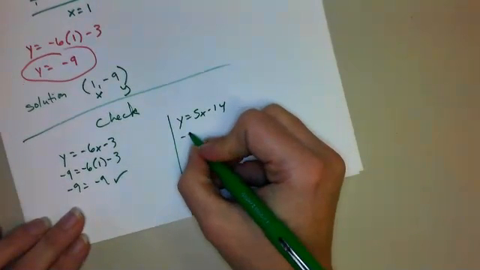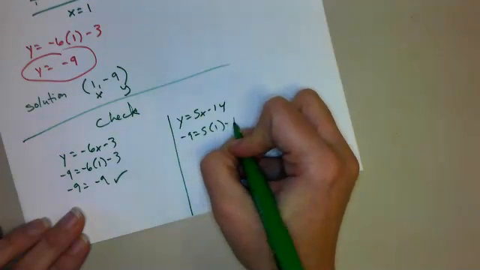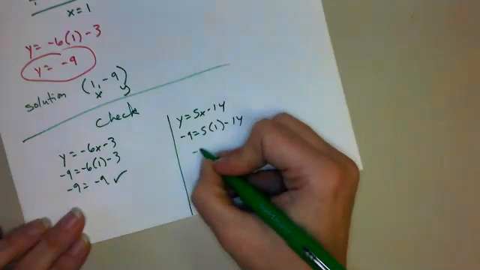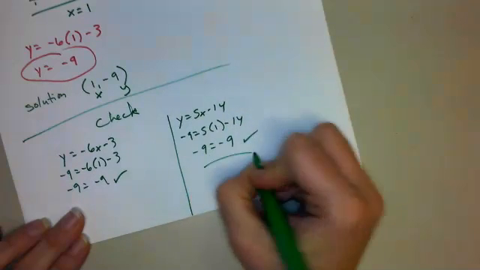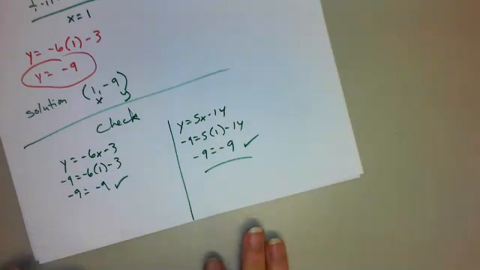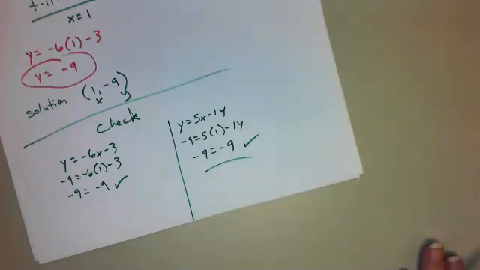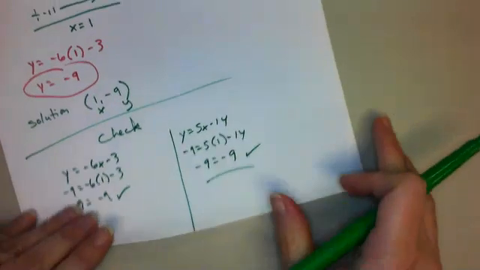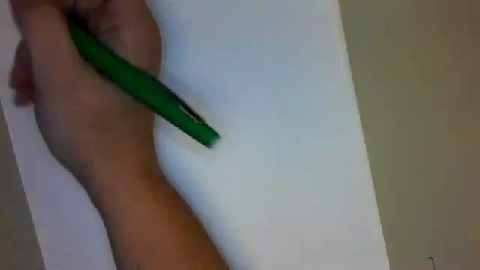We've got negative 9 equals 5 times 1 minus 14. That's going to be negative 9 equals negative 9. And we check. So we are good to go on that one as well. Hopefully you're getting a hang of these problems, okay? Let's do one more. Let's go to another page in your notebook. I just want to do one more example.